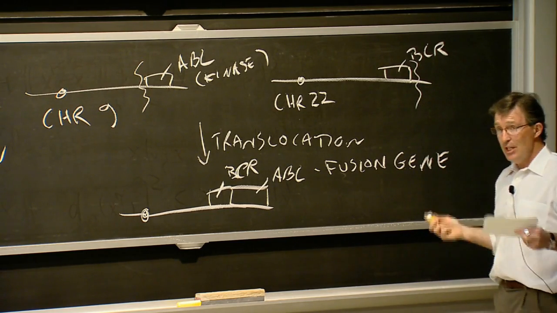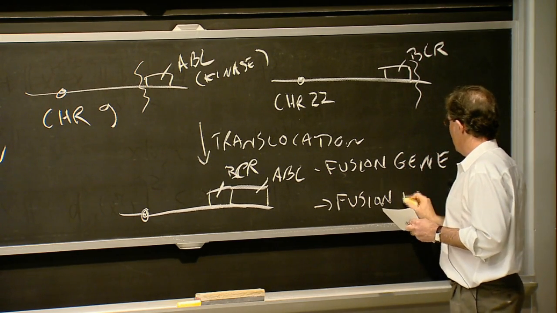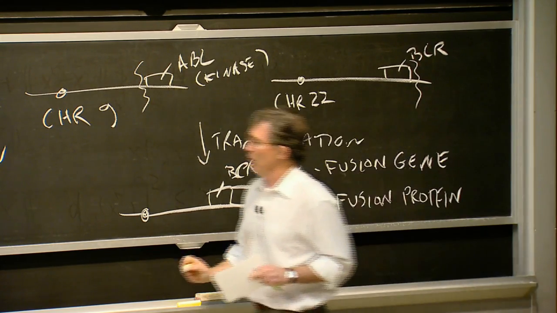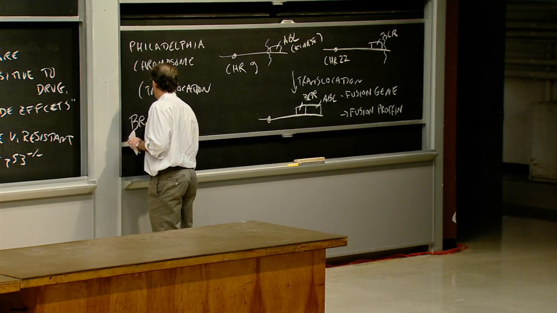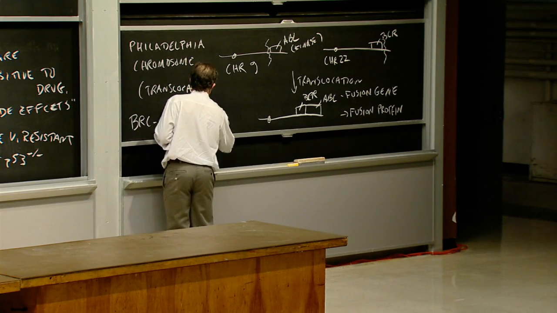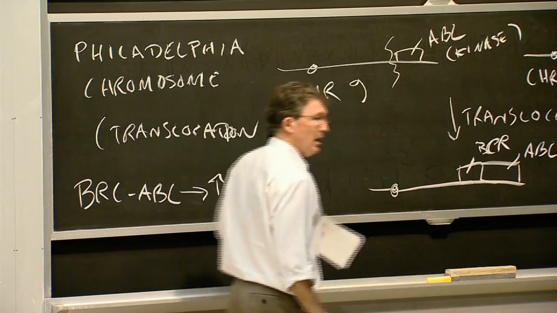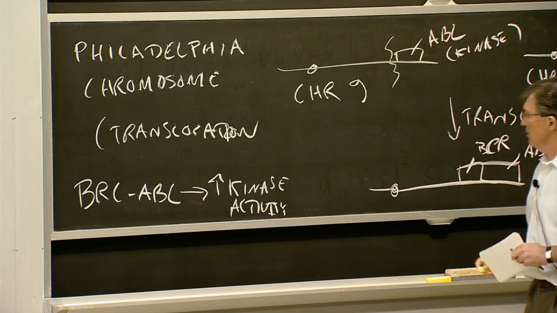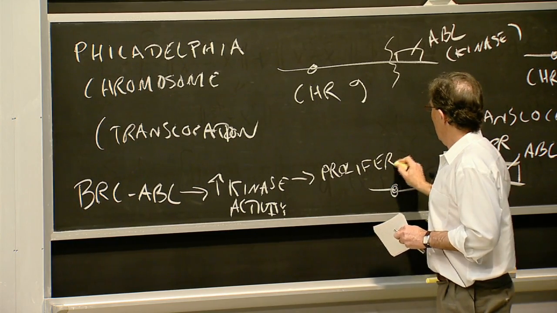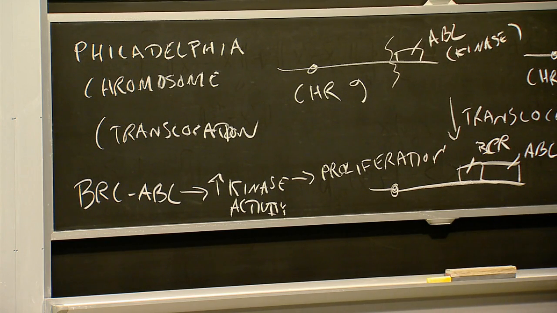This produces a fusion gene, which encodes a fusion protein. And that fusion protein is referred to as bcr-abl. And it was discovered that the bcr-abl form had increased kinase activity. And this resulted in increased proliferation within the cells that carried that translocation.